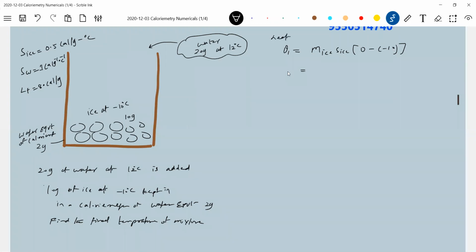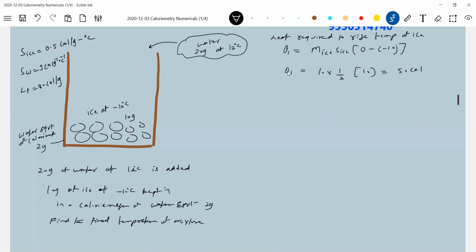Heat required to raise the temperature of ice: mass of ice is 10, specific heat of ice is 0.5, and this bracket is 10. So 50 calories of heat is needed.